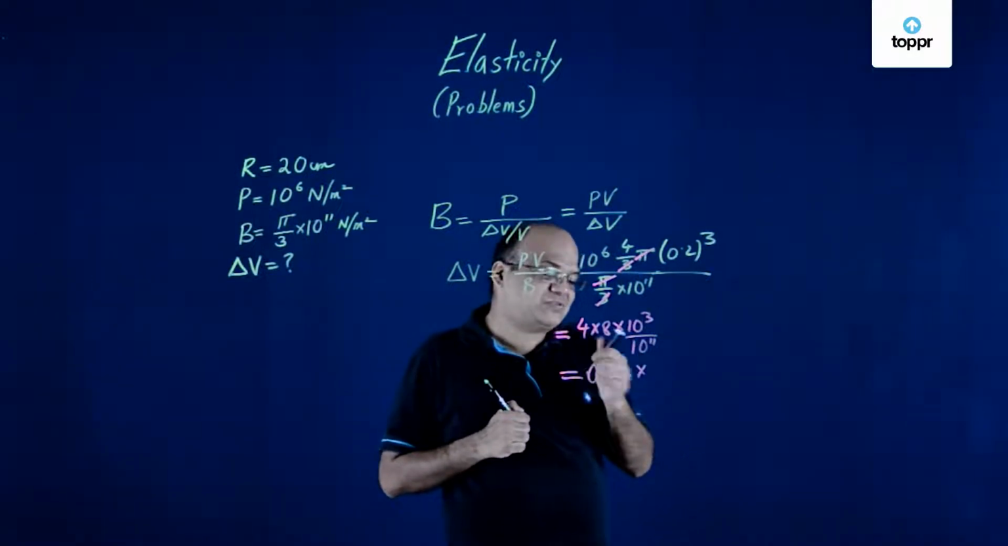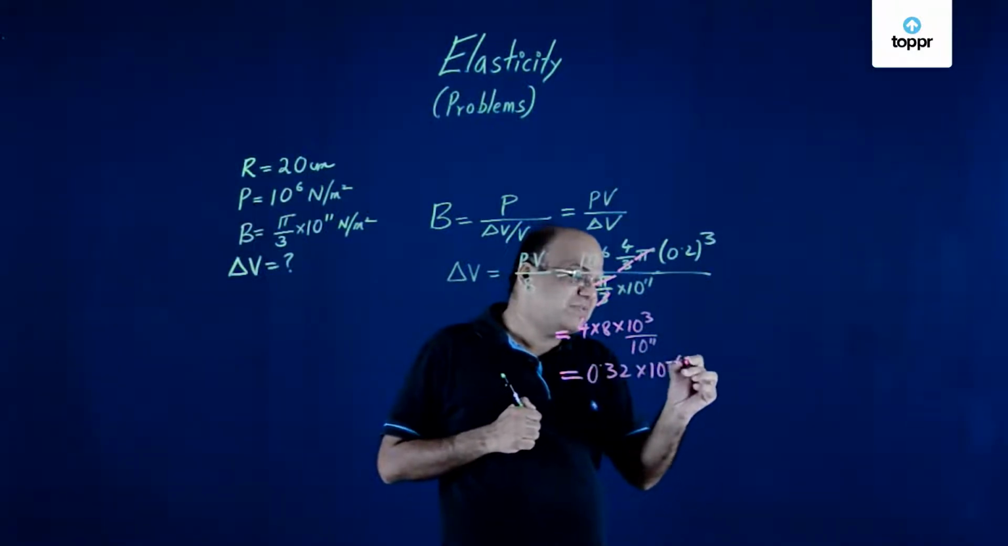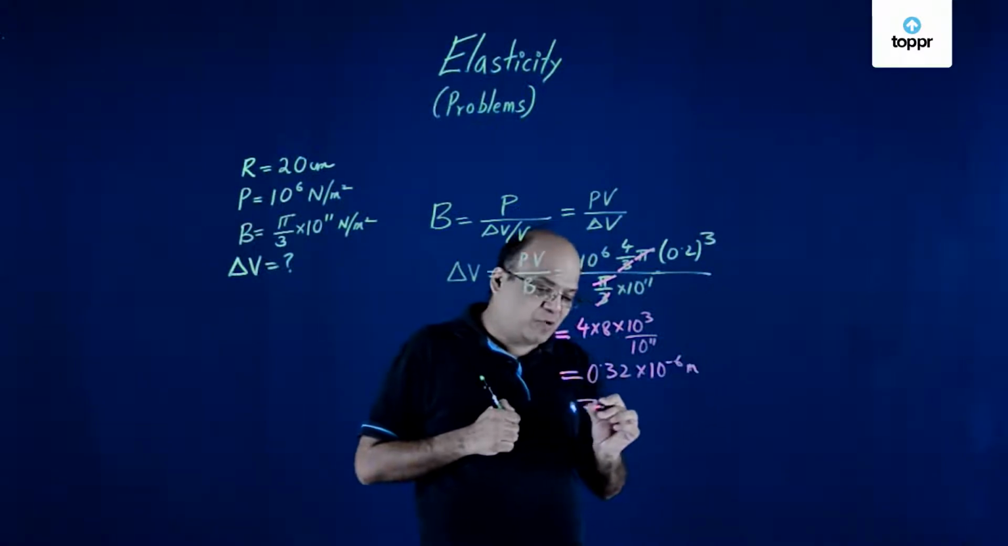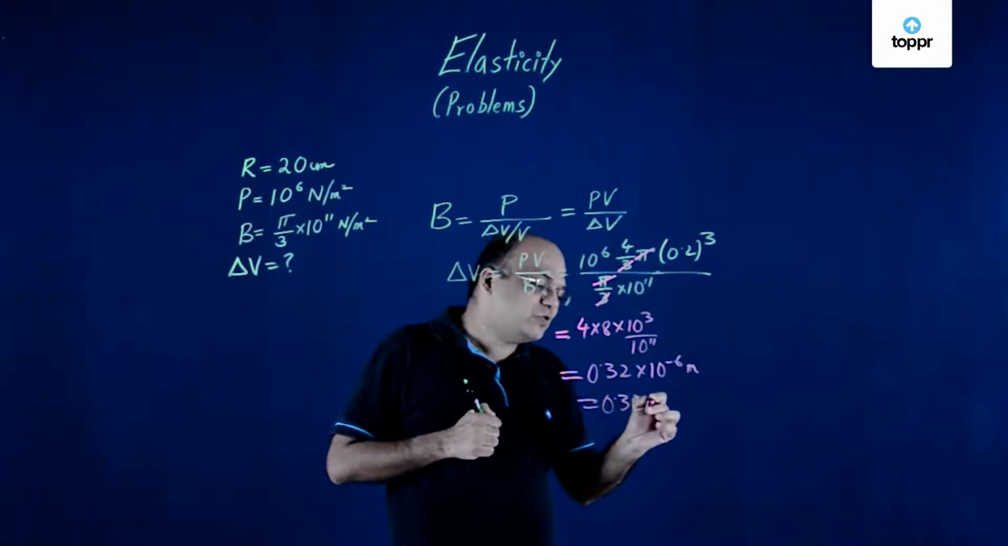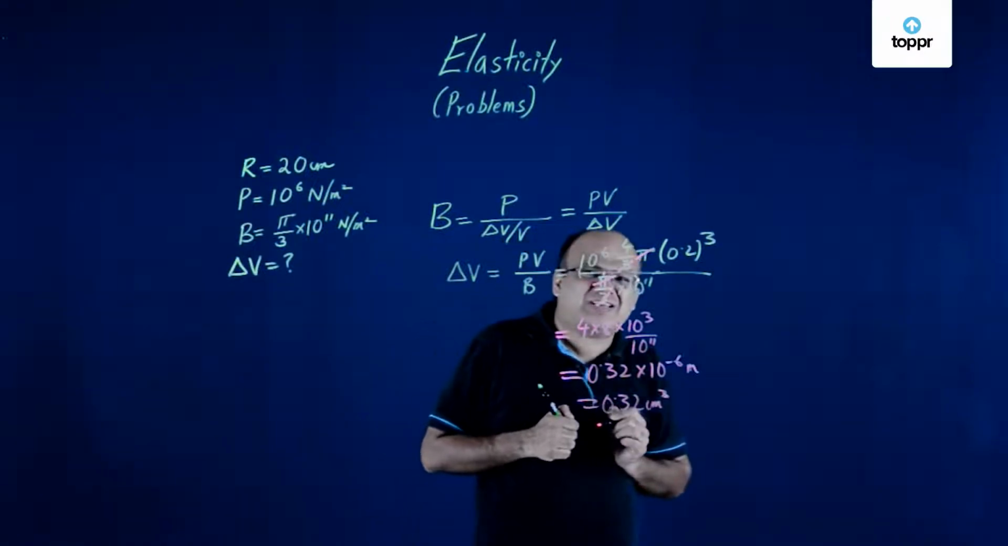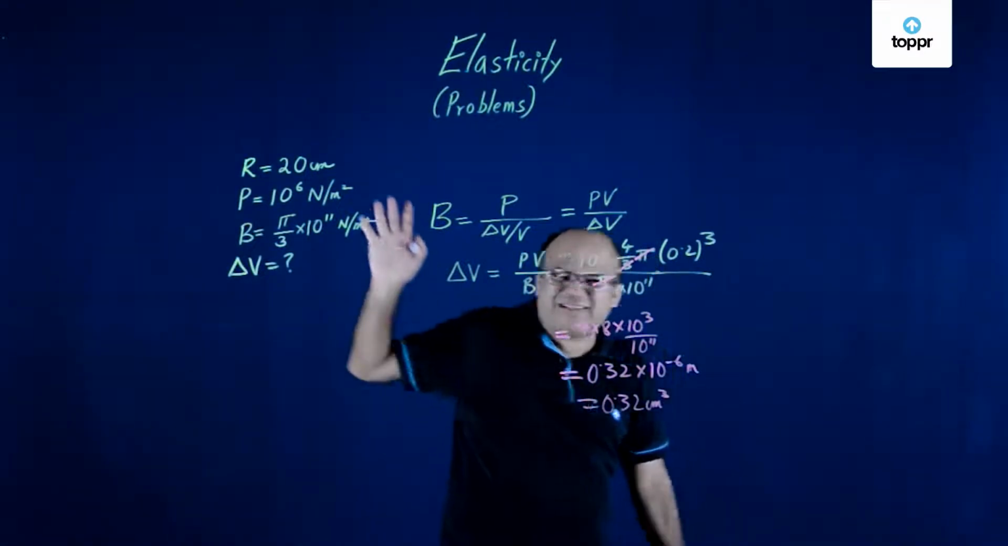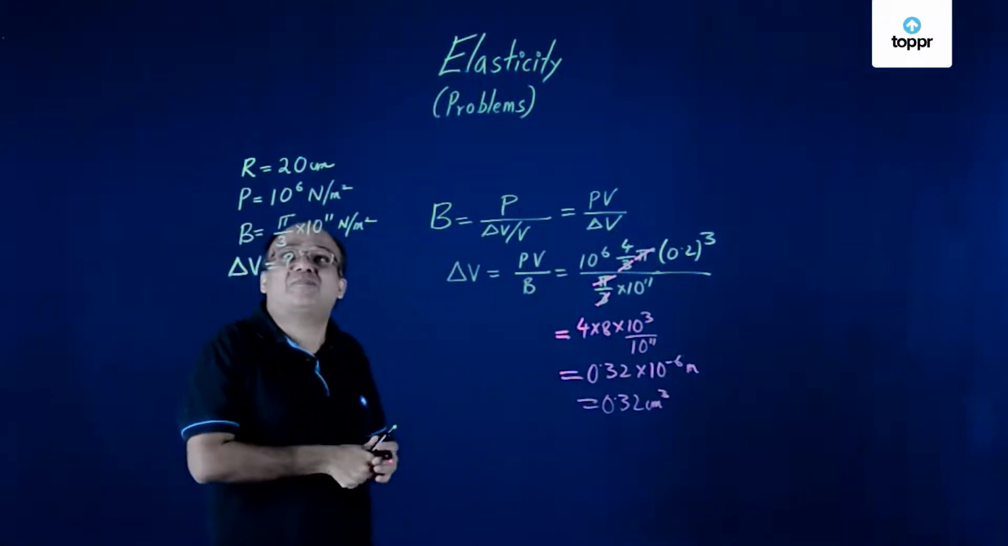We have taken minus to this side, so minus 6 meter cube. So that is 0.32 centimeter cube. So this is how we get the change in volume. That's all. Right? This was a simple question on bulk modulus.